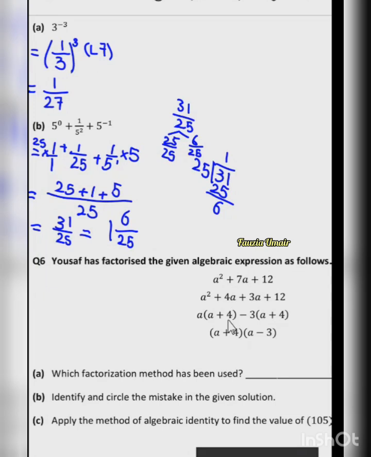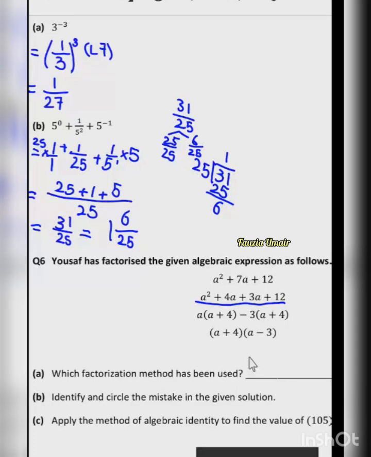Ma'am, should I read the second one also? So the first part, no, that's fine, beta. A part is which factorization method has been used. So can you tell me, this was the question? This is the factorization method, this step. Can anyone tell me which factorization method is used? Yes, beta, please. Ma'am, it's the middle term breaking method. Middle term breaking. Very right.